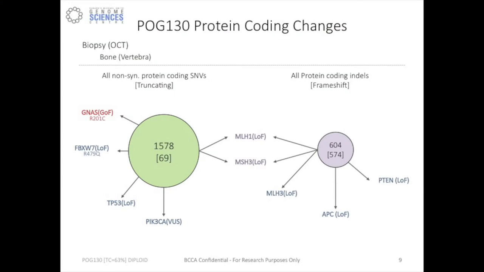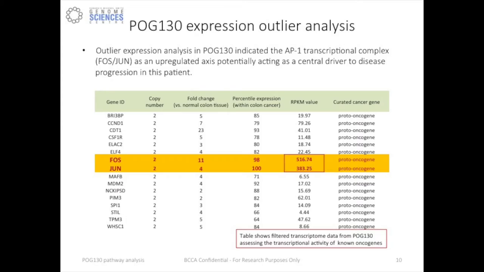So the tumor was fairly hypermutated. We had about 1,500 single nucleotide variants, 604 indels, and lots of standard bad actors that were recognized. What we noticed, which was very different, in fact unique to this tumor, was very high levels of FOS and JUN. Again, with the power of looking back over all our data and through all of TCGA, for instance, we noticed that this was a very unique phenomenon. We hadn't observed these levels of expression of these genes.